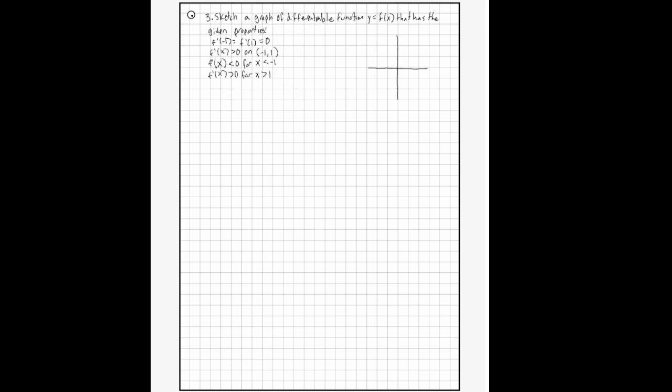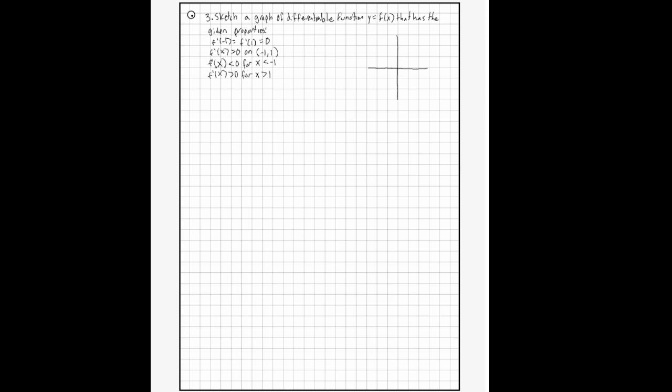Okay, so for question 3, it asks me to sketch a graph of a differentiable function y equals f of x that has the given properties: f prime of negative 1 equals f prime of 1, which equals 0. F prime of x is more than 0 on negative 1, 1. F prime of x is less than 0 for x less than negative 1. And f prime of x is more than 0 for x more than 1.